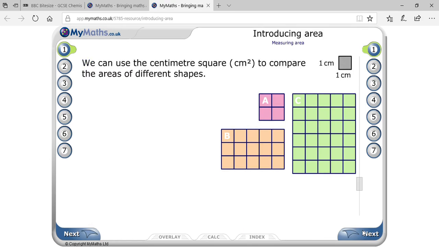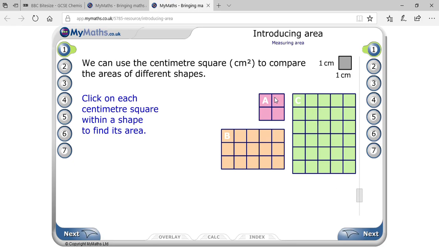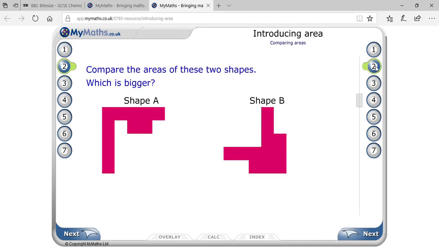now come to the next one. In this way we can understand: click on each centimeter square within the space to find its area. It's a counting concept. That means in this way you would consider 4 squares, 4 cm². In that way, however many squares you click there, you get that centimeter square area. And I think I have to leave this one. Do you understand it? Yes, that's easy.